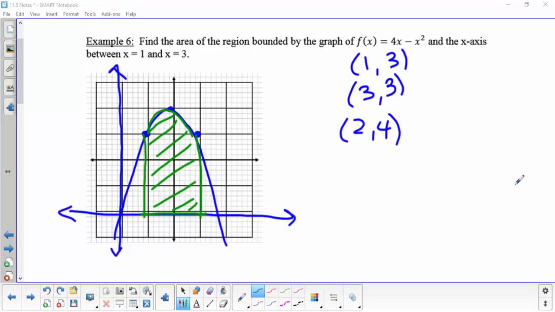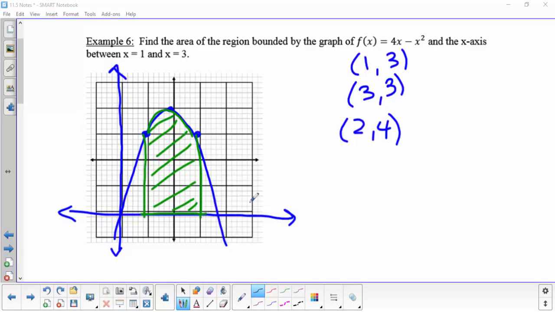Because we are interested in the region between x equals 1 and x equals 3, I use the x values 1, 2, and 3 to sketch a picture of the graph. Those points came out to be (1, 3), (2, 4), and (3, 3). So I plotted those points, and then I also shaded the area that we're looking for here under the curve.